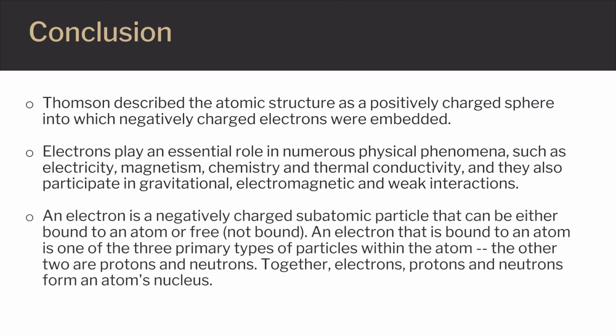An electron is a negatively charged subatomic particle that can be either bound to an atom or free, not bound. An electron that is bound to an atom is one of the three primary types of particles within the atom. The other two are protons and neutrons. Together, electrons, protons, and neutrons form an atom.